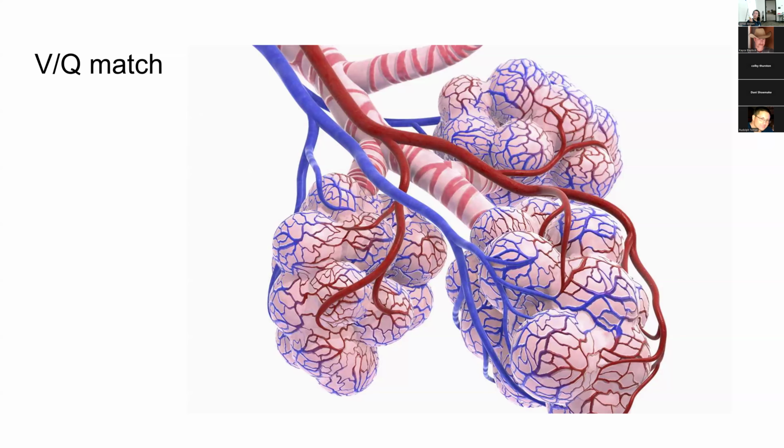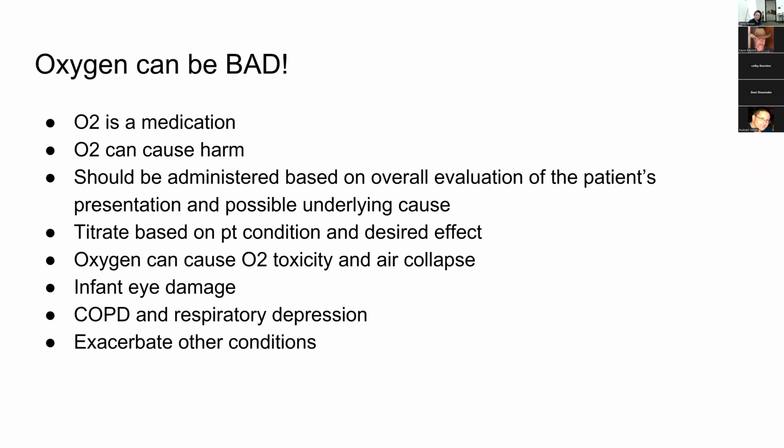All right. Before we talk about all the different ways to administer oxygen, calculate oxygen availability from your tanks. Again, it's important to talk about oxygen, not only in the good ways, but the ways that you can harm someone. Because again, oxygen is a medication and it can cause harm. It should only be administered based on your overall evaluation of the patient's presentation and possible underlying cause.